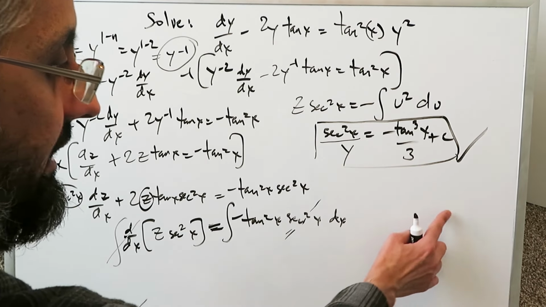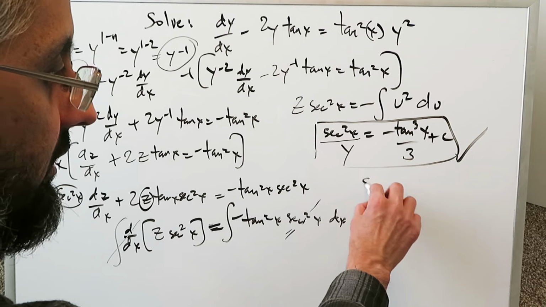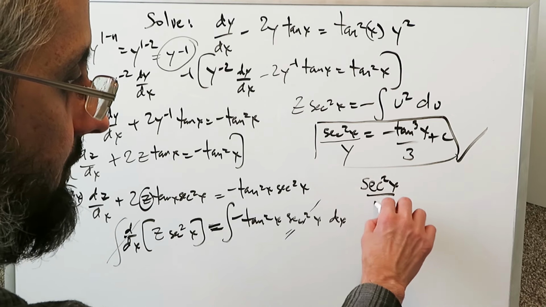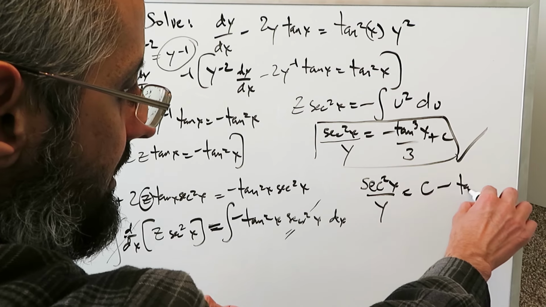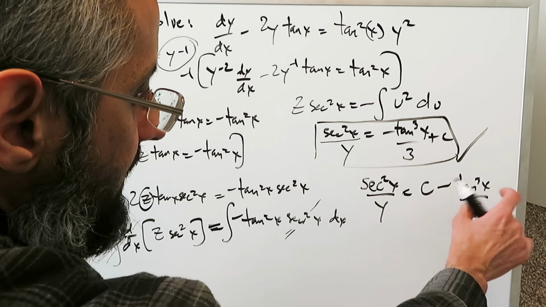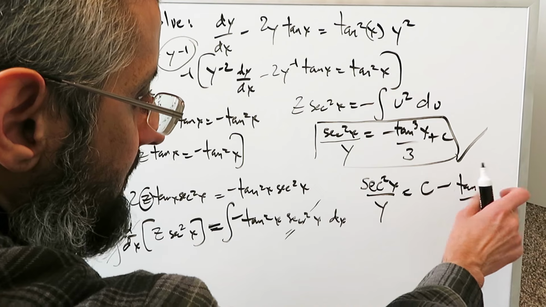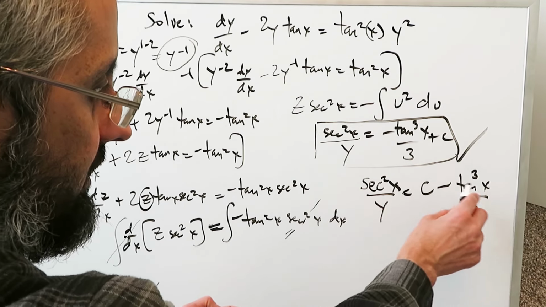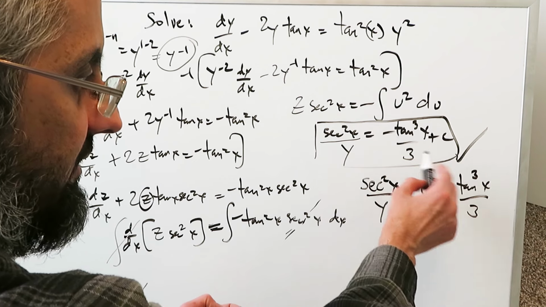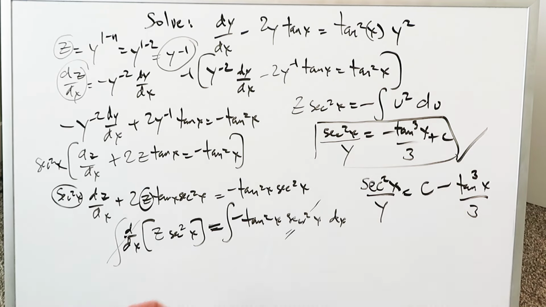If there is any editing I will do with this, it would only be this. By means of convention, I would want to write the positive component first. So I would do c minus tan cube x over 3. And now you can see that perhaps this answer might look a little better. Secant square x over y is equal to c minus tan cube x over 3, which is the same as this, except you're writing the positive first and then negative later. And that would be a good answer.